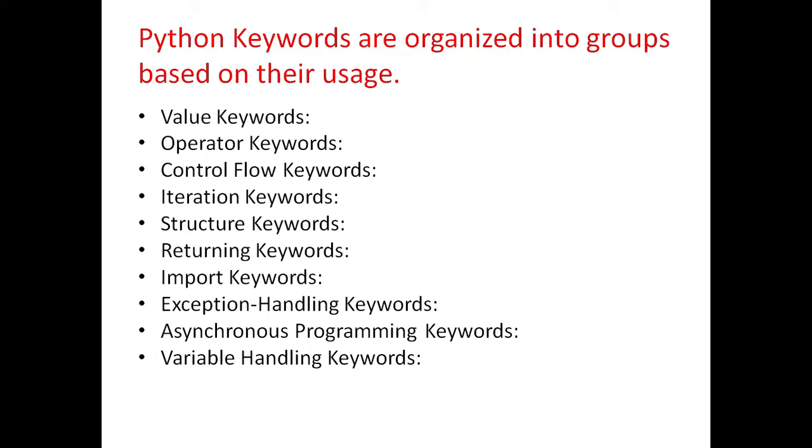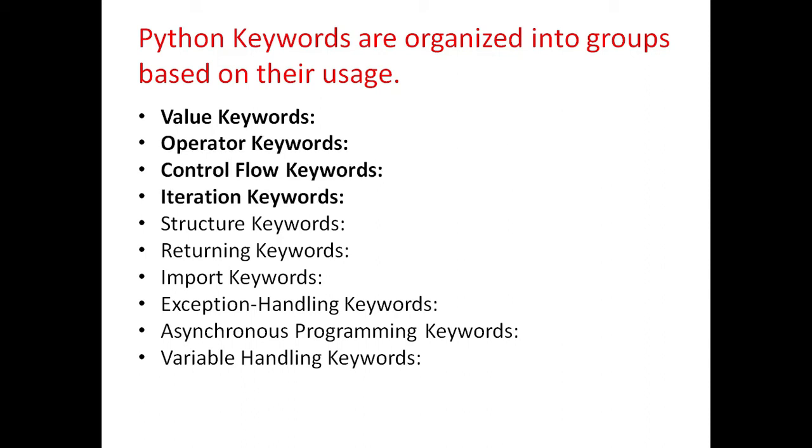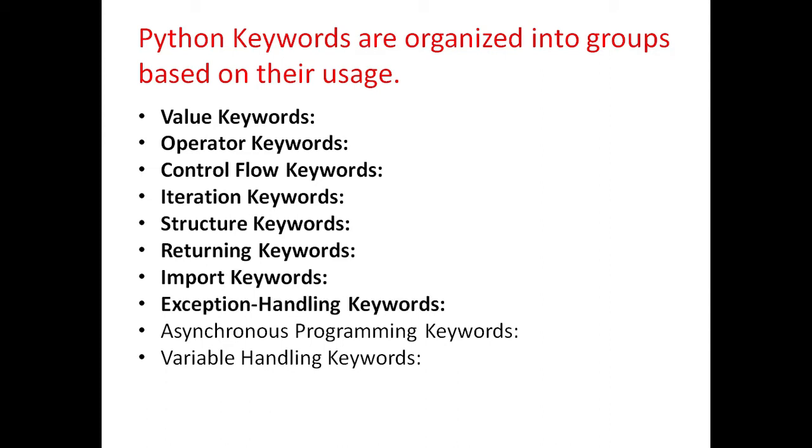Python keywords are organized into groups based on their usage as value keywords, operator keywords, control flow keywords, iteration keywords, structure keywords, returning keywords, import keywords, exception handling keywords, asynchronous programming keywords, and variable handling keywords.